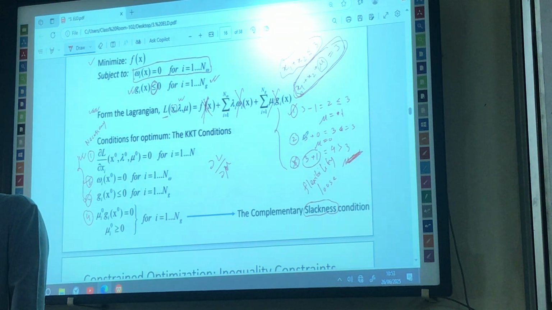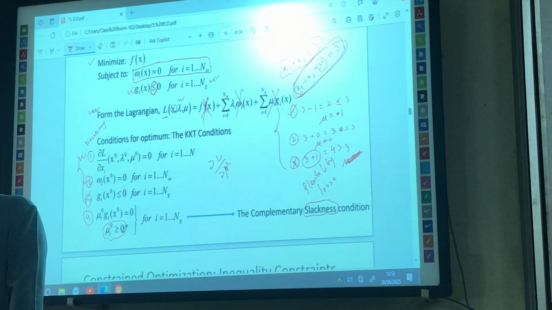So from these three cases, we can now say that mu can take a zero value or a positive value. It will not take a negative value. That's why we said that mu is always greater than or equal to 0.